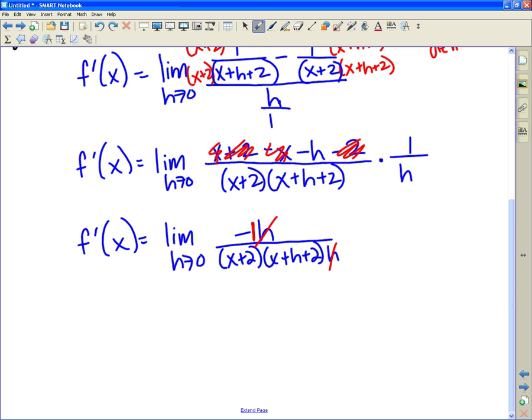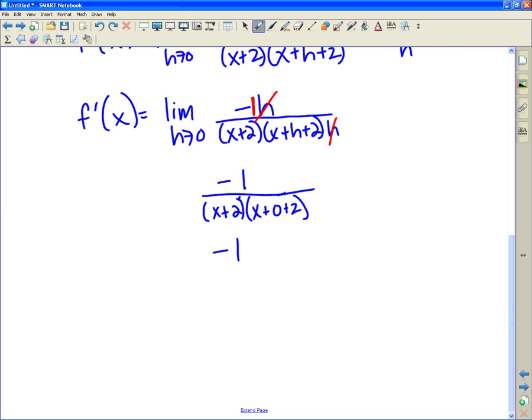Okay, now, can I substitute? Can h be 0 at this point? Yes. So I have -1 over x plus 2 times x plus 0 plus 2. And that would be -1 over (x plus 2) squared. And I'm okay with that answer. You don't need to multiply that out.